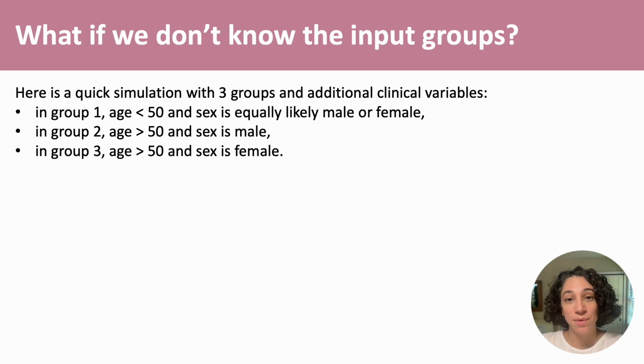We'll simulate data with three groups and additional clinical variables. In group 1, age will be less than 50, and sex will be equally likely male or female. In group 2, we'll say age is over 50 and sex is male, and in group 3, age is over 50 and sex is female.